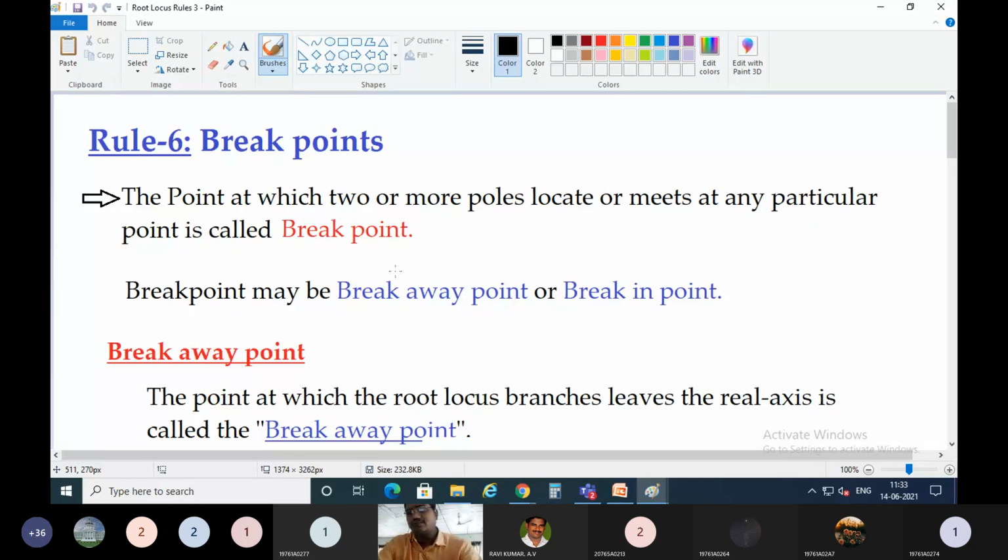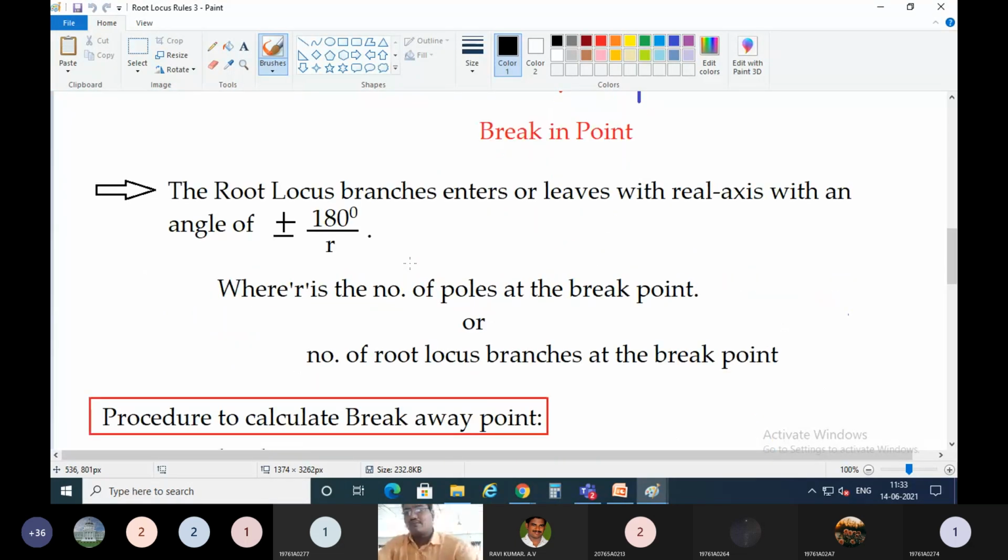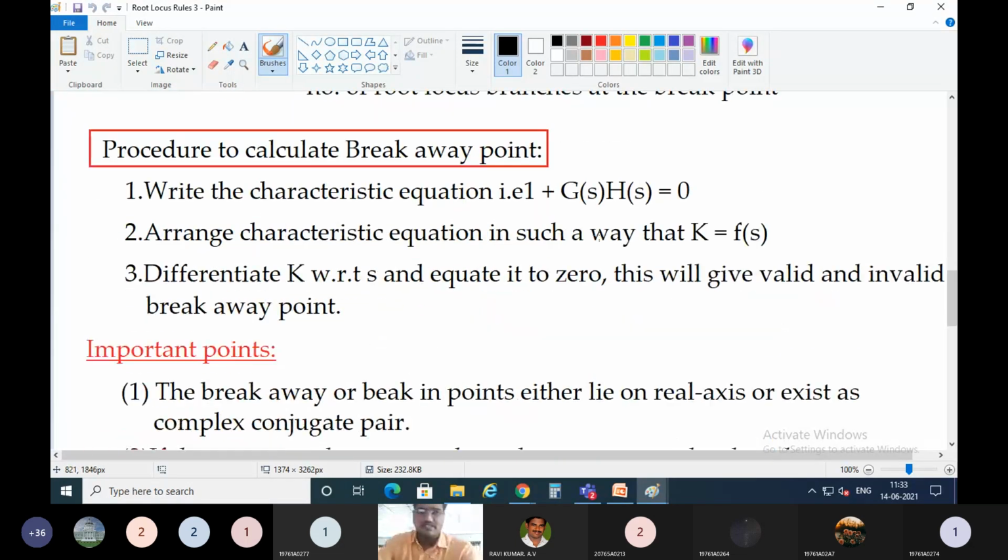There is a procedure to find the breakaway point. First write the characteristic equation. Then form the equation in the form k equals f of s. Then differentiate k with respect to s, dk by ds, and set it equal to 0. Then we are going to check the resulting values. This is the procedure.